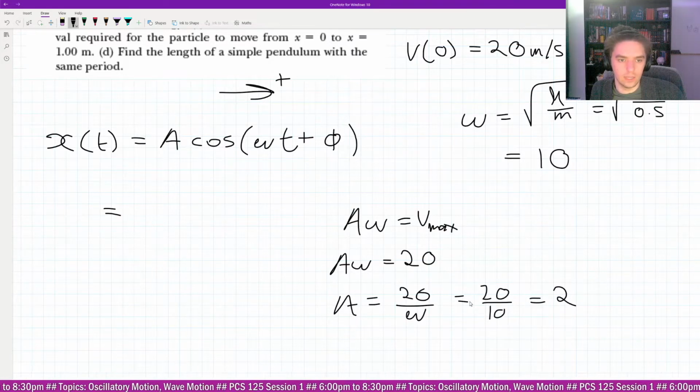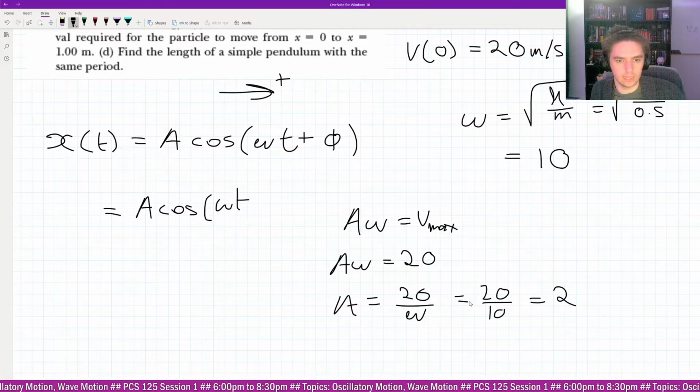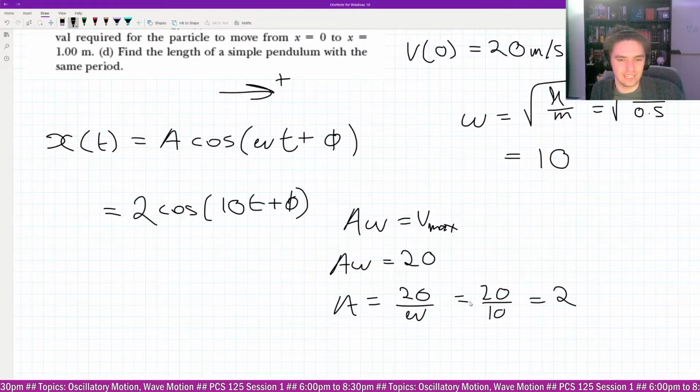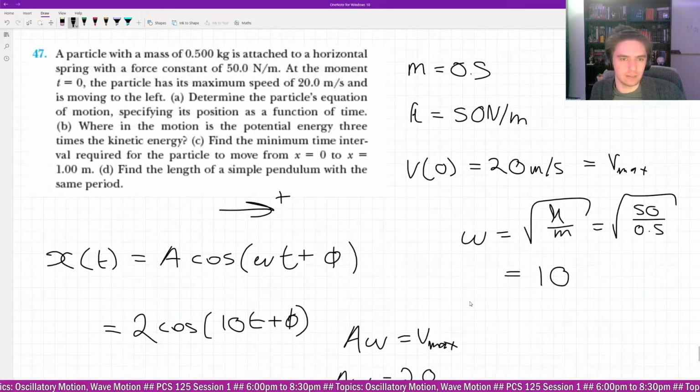So our x as a function of time is A cos(omega t plus phi), A cos(10t plus phi). And by A, I mean 2. Wow, didn't put any numbers in that first time. 2 cos(10t plus phi). And now we just got to figure out that phase constant. So at t equals 0, it has the maximum velocity, and it's moving to the left.